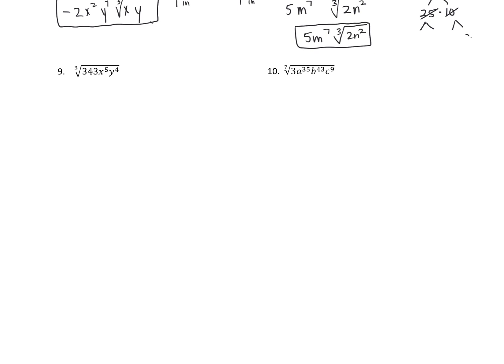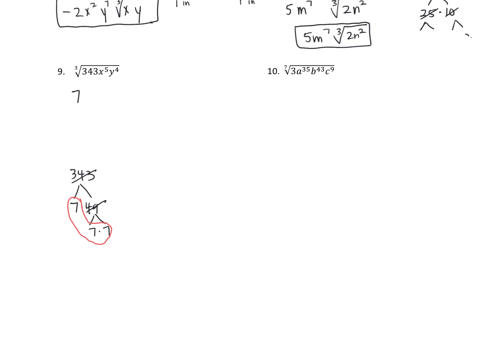So for number 9, I'm not sure if 343 is a perfect cube or not, so I'm just going to start trying to make a factor tree. So let's see, 343 is divisible by 7. So that's 7 and 49. 49 is 7 times 7. Those are all prime. And you'll see that we have a group of 3 7s, and we have nothing left over. So that means 343 is a perfect cube, and it's just going to come out as 7.